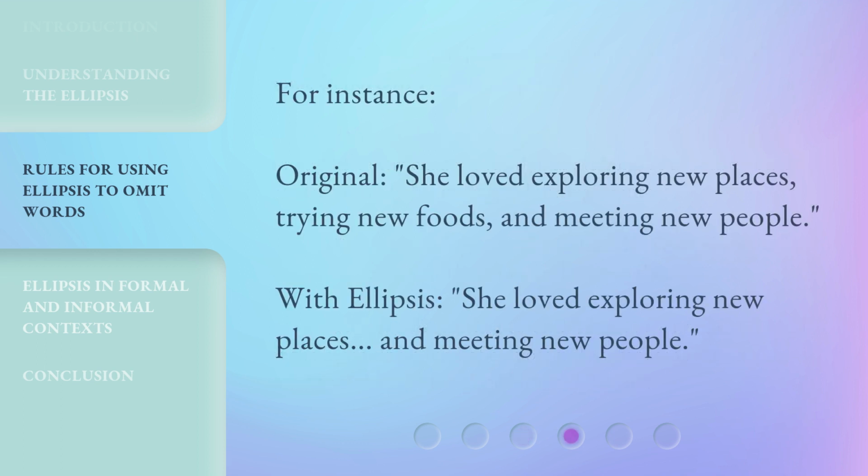For instance, original: She loved exploring new places, trying new foods, and meeting new people. With ellipsis: she loved exploring new places and meeting new people.